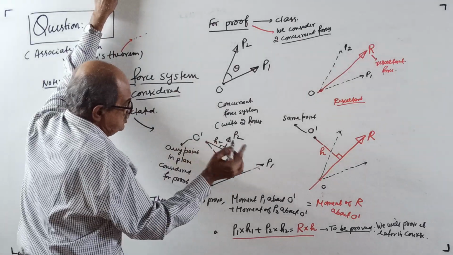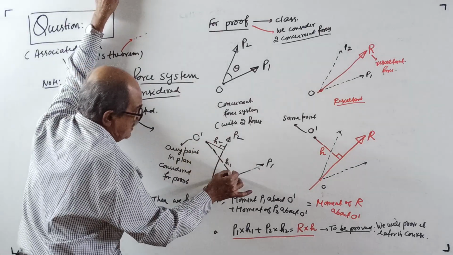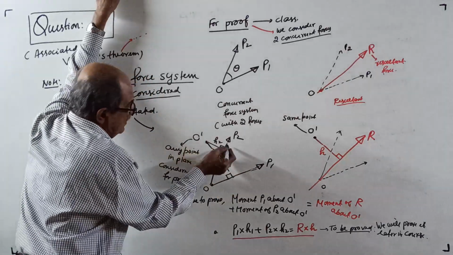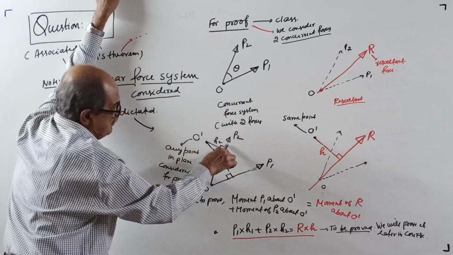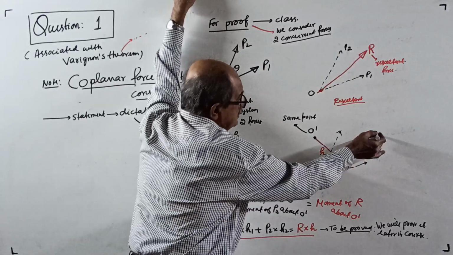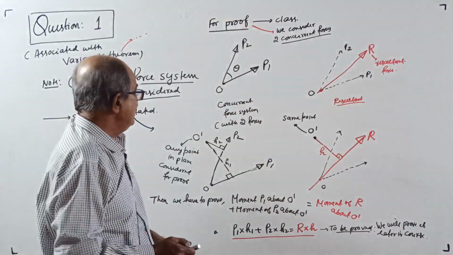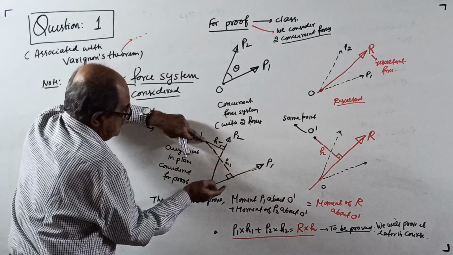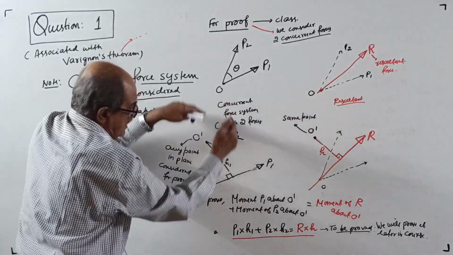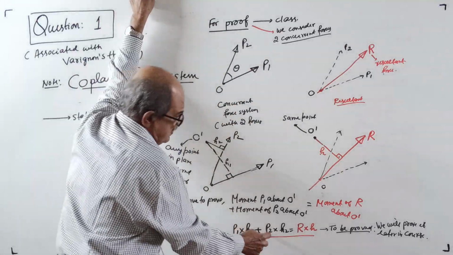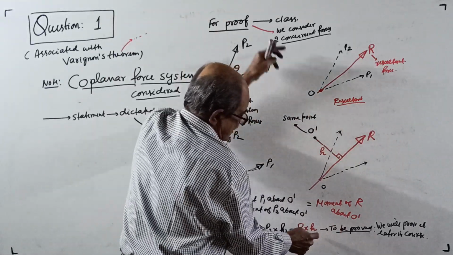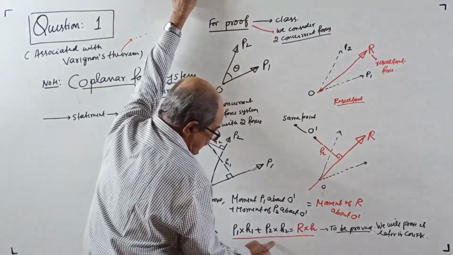From the point O dash, draw perpendicular H1 to the line of action of P1. From the same point O dash, draw perpendicular H2 to the line of action of P2. From the same point O dash, draw perpendicular H to the line of action of the resultant. Then the moment of P1 about O dash equals P1 into H1. The moment of P2 about O dash is P2 into H2. See, I have written here, P1 H1 plus P2 H2. The moment of the resultant about O dash equals R into H. R into H is to be proved.